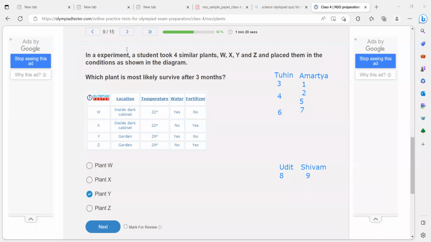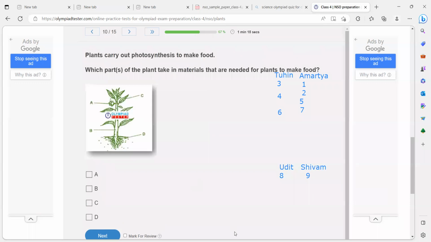Now the next one. Yes, Tuhin, tell me this one. Ma'am, is that one correct or wrong? That I will tell you at the end. Okay, Amartya, tell me number 10.